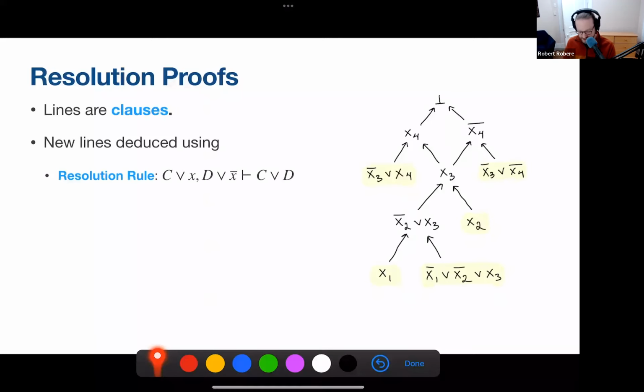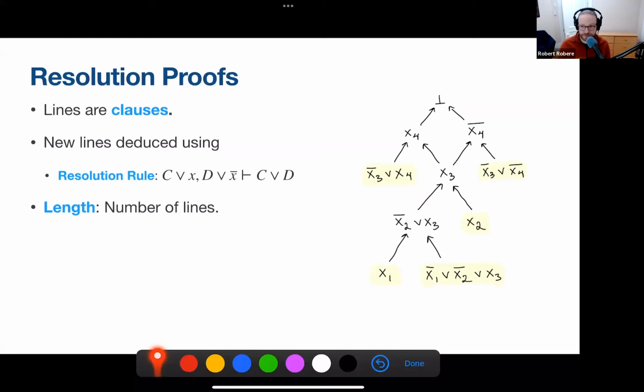And the resolution rule just says, if I have C or X and D or not X, well then, on any Boolean assignment, one of these has to be false. So that means that C or D better be true, right? So over on the right-hand side here, I have an example of a resolution proof.